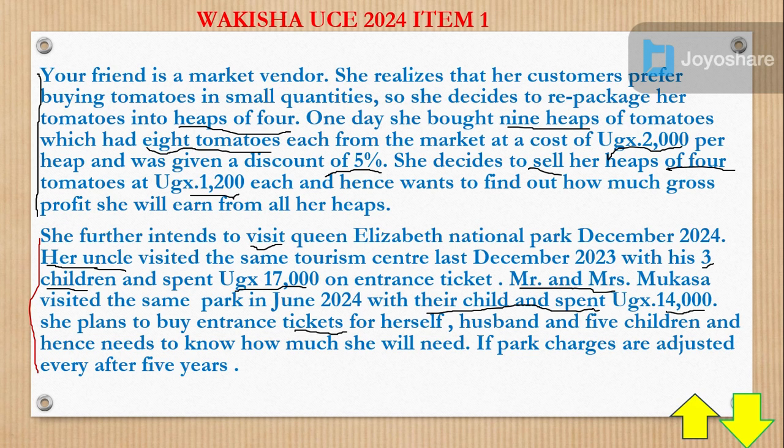Reason, the price for which the uncle was paying, we don't know it, and even the price for which the children were paying, the amount they were paying, we don't know it. It comes back to the side that Mr. and Mrs. Mukasa, these are 2 adult people, visited the same park in June with their child, only 1. So we still don't know. Mr. and Mrs. Mukasa and child paid 14, but we don't know how much did the adults pay. Then how much did the child pay? We don't know that. And once that always appears, expect a simultaneous equation.